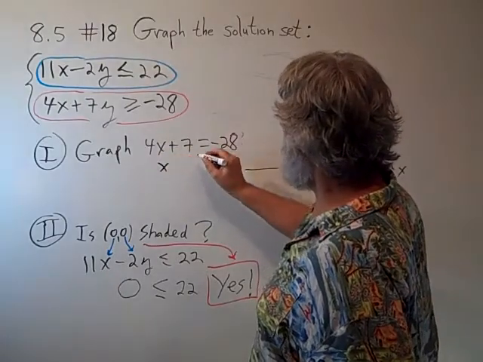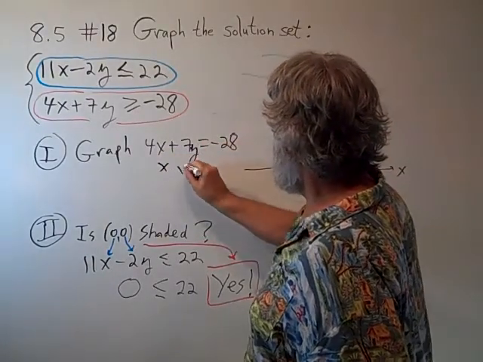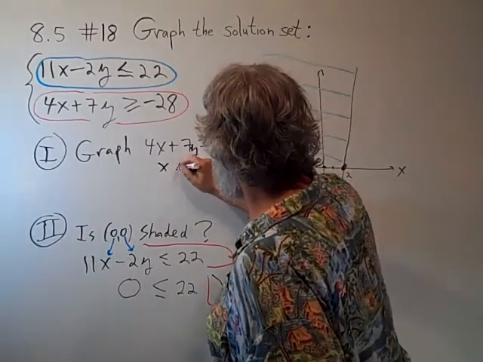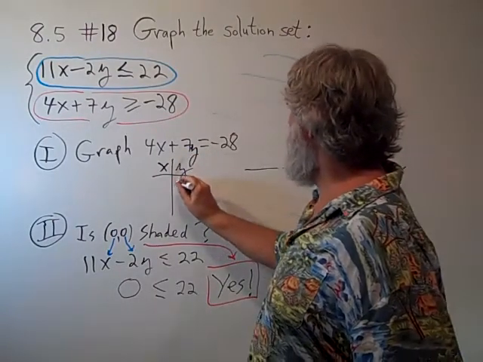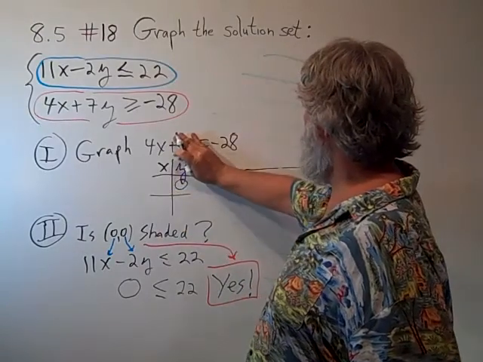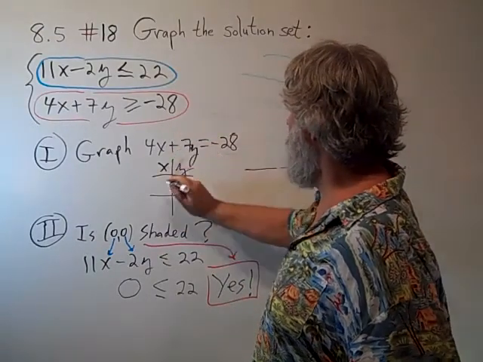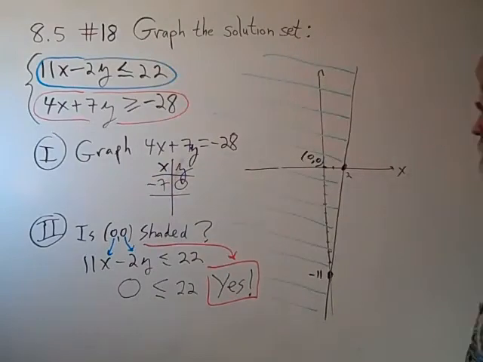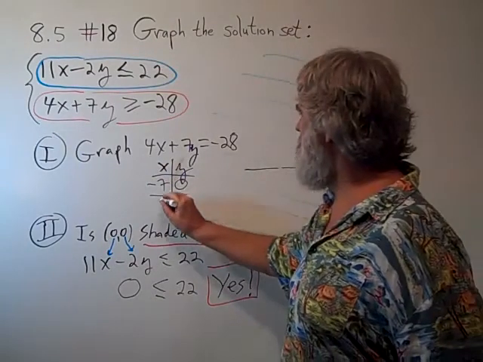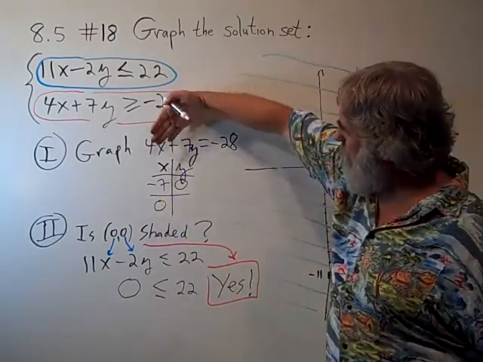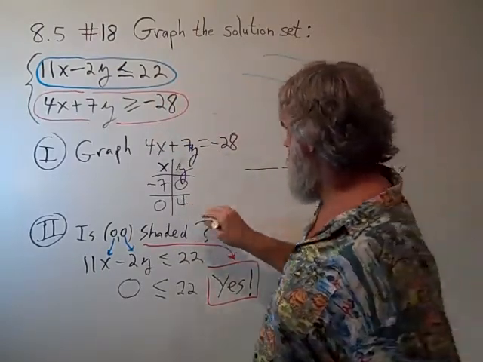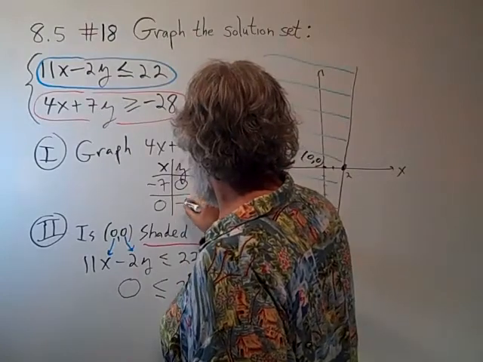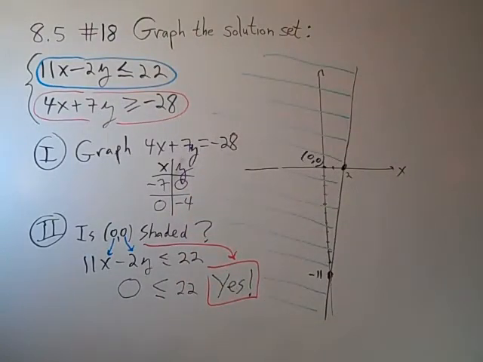We need 2 points on the graph of this line, and we can do it. So if y is 0, then 7 times 4 is 28, so 4 times negative 7 will be negative 28. And if x is 0, then it's 7 times negative 4 to get negative 28. So those are the x and y intercepts of that line.